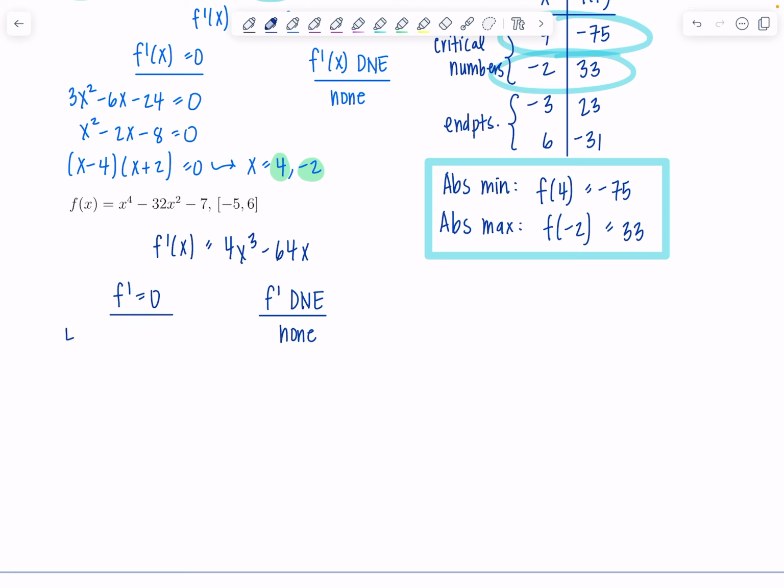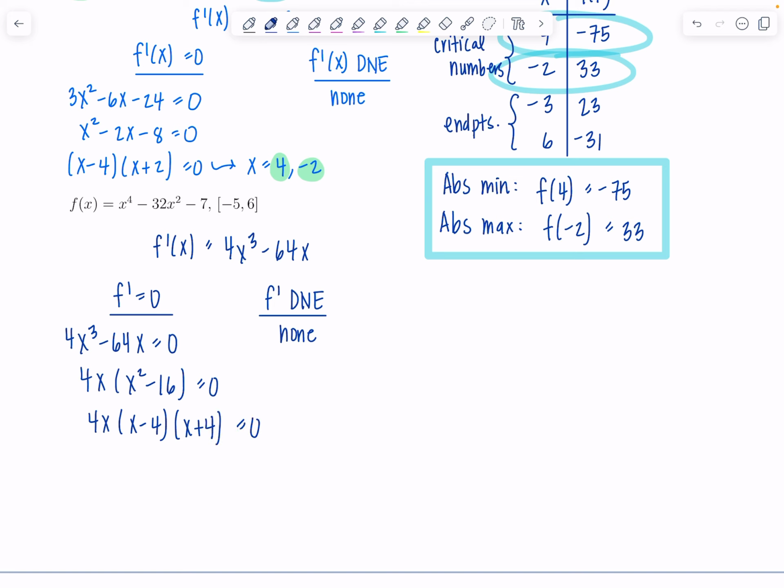Set this derivative equal to 0. Now we got to factor with care. The greatest common factor is a 4x. So then I'm left with x squared minus 16. And then that factors more, doesn't it? x minus 4, x plus 4.